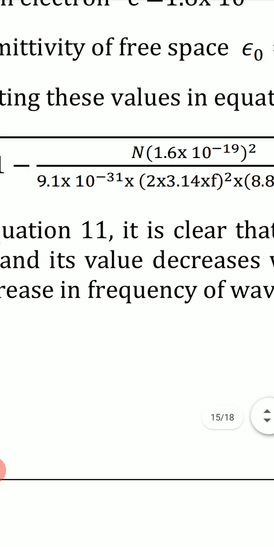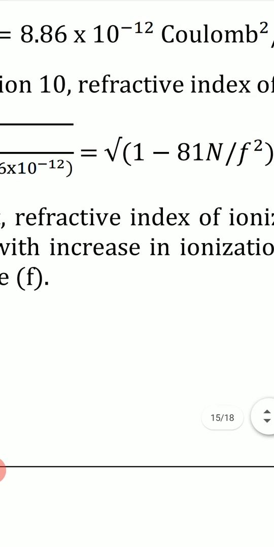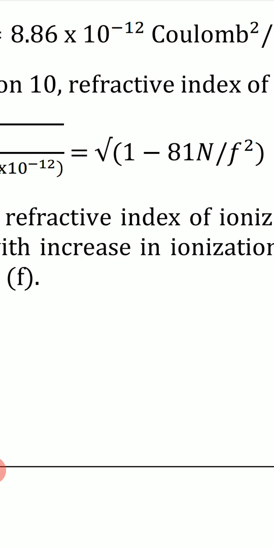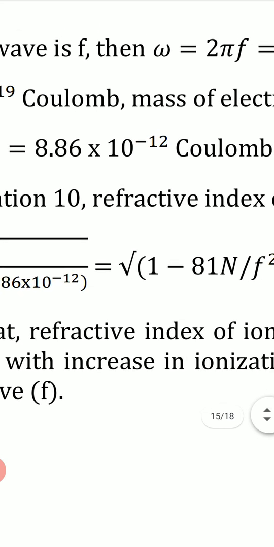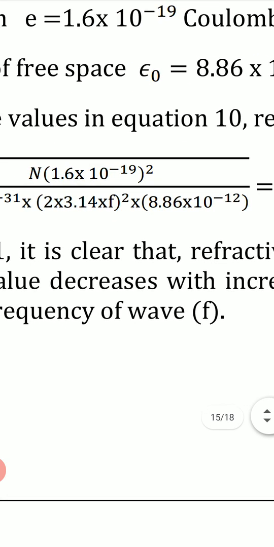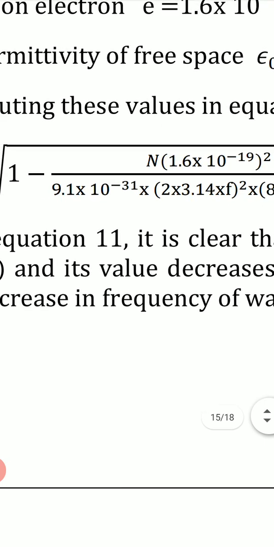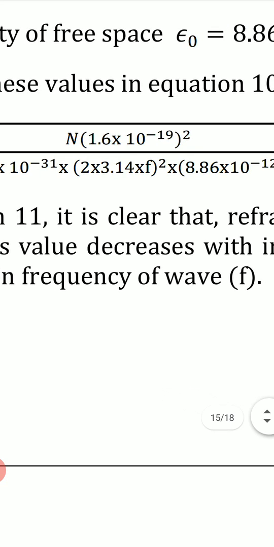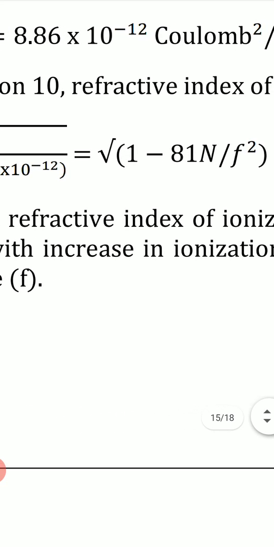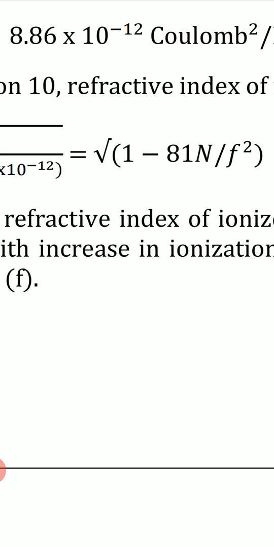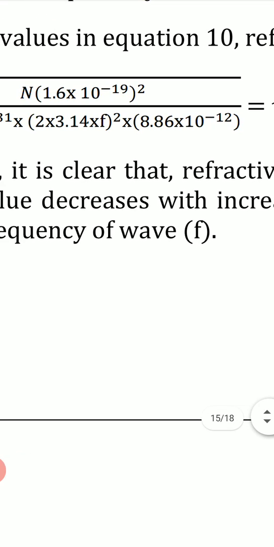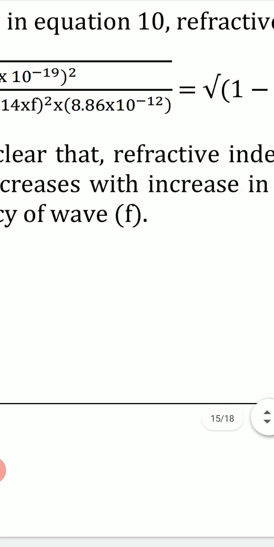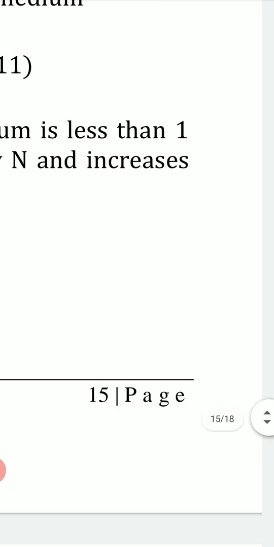Put the values of all these constants, then this will become n equal to under root 1 minus 81 N upon f square. Omega is written as 2 pi f. We put all the values of constants except N and f square. Then refractive index n is equal to root 1 minus 81 N upon f square. From this equation, it is clear that refractive index of ionized medium is less than 1.